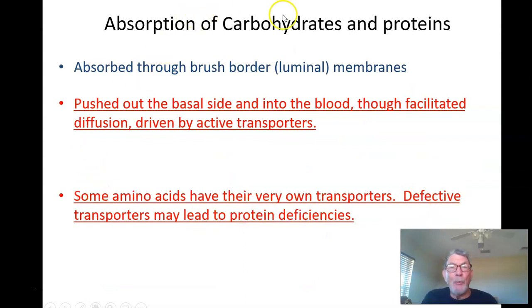The absorption of carbohydrates and proteins are both pretty easy. You are forcing them in the luminal side, the side next to the food. Remember, you have those sodium cotransporters and hydrogen cotransporters. You jam it in that side, so all you need are the right size holes in the other side. Facilitated diffusion, and it runs out the other side. So in this case, your driving force are those cotransporters on the luminal membrane pulling it in, and then you have facilitated diffusers on the other side that push it out into the bloodstream.